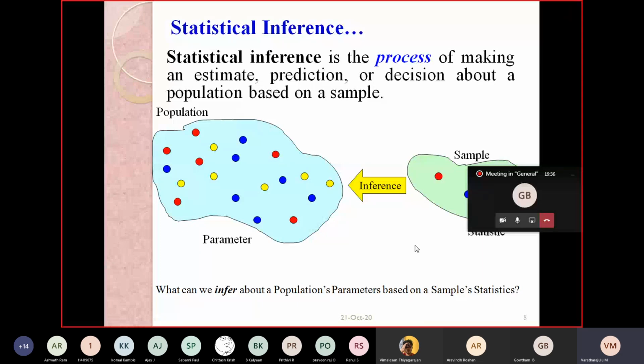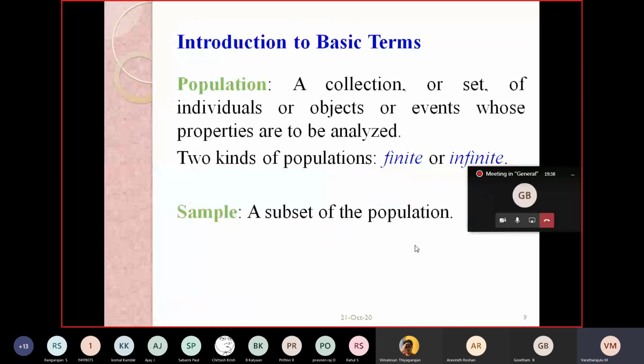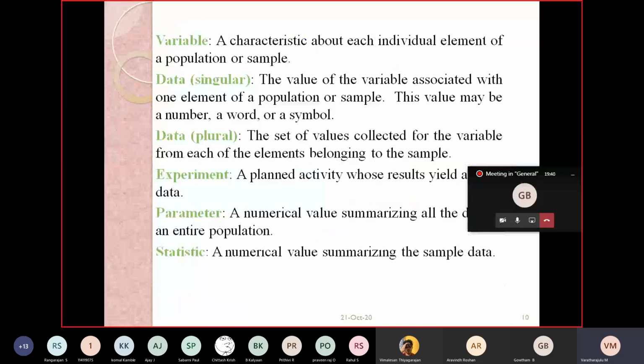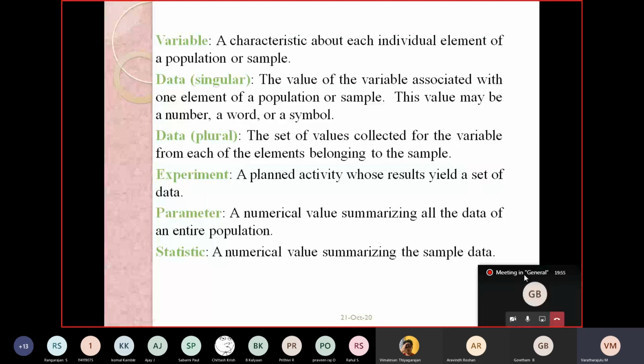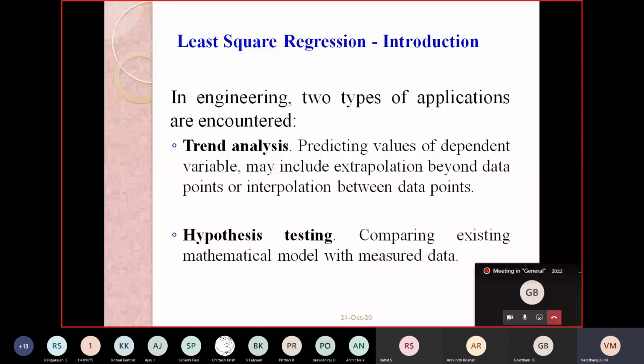Population and sample are the terms related to statistics, and now we will concern ourselves with least square. Directly we will go to least square. When time permits, we'll see the various vocabularies, or else with the video, you learn the various terminologies and vocabulary related to population and statistics. And I have given examples too. And now we'll start least square regression, that is the introduction.